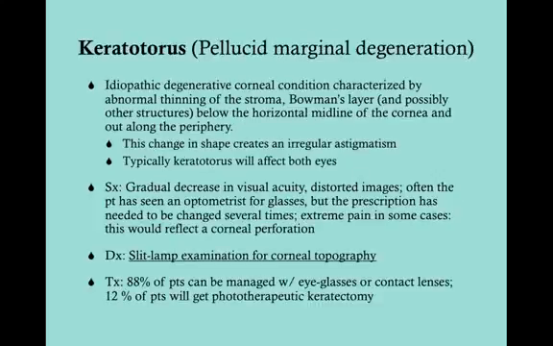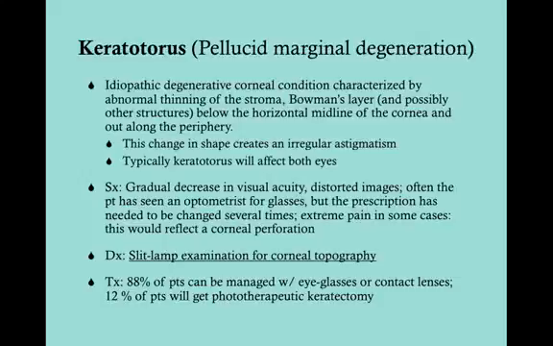Okay, keratoconus, this is also known as pellucid marginal degeneration, is an idiopathic degenerative corneal condition characterized by abnormal thinning of the stroma. And the stroma is part of the cornea. So when the stroma thins, the cornea thins. You also have a thinning of Bowman's layer and possibly other structures, but it's primarily the stroma. And the bulk of this thinning happens below the horizontal midline of the cornea and then out along the periphery.